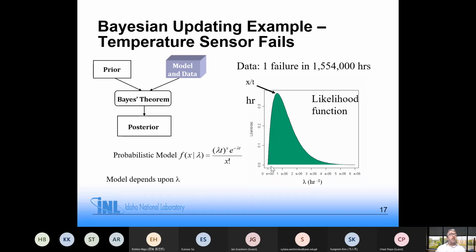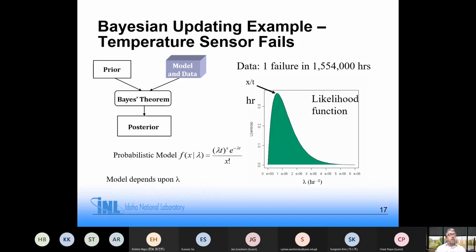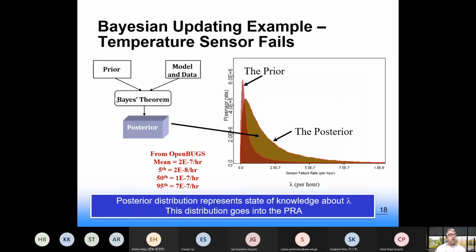And then when we put the Poisson model together with the data, that's again called the likelihood function. That's plotted here, the green curve. I then have my three things I need to do Bayesian inference. I need to have a prior, I need to have a model, and I need to have data. And once you have those three things together, you can do Bayesian inference. So I have my prior, I have my model, I have my data. I then run all of that through Bayes' theorem, and I get a posterior distribution.